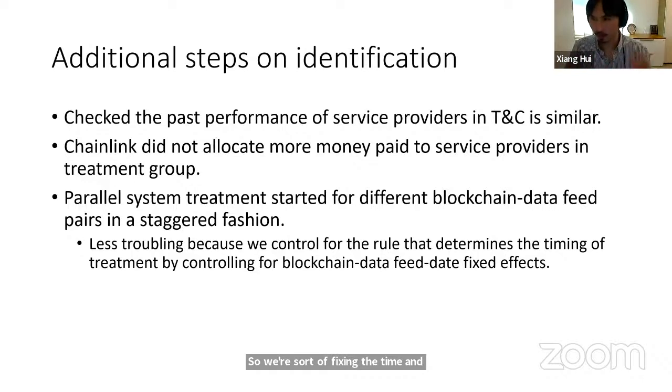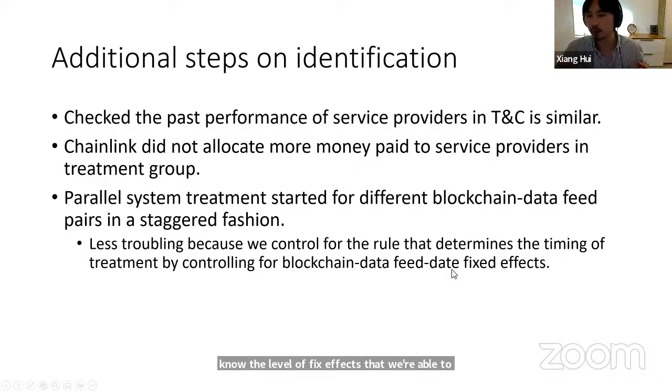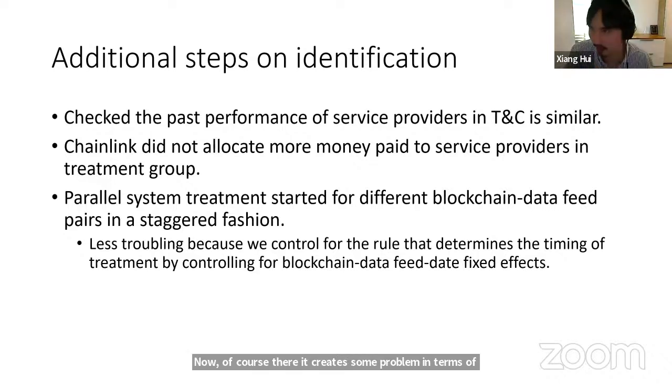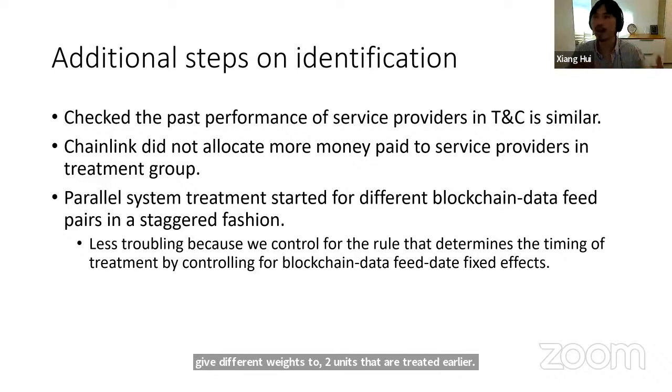In other words, if you want a more technical explanation, the level of fixed effects that we're able to control for, which is blockchain by data feed by date fixed effects, is more granular than the rules that determine the timing of treatment, which is blockchain by data feed. So therefore, this is actually less troubling for us. Now, of course, it creates some problem in terms of how you think about what's the policy-relevant parameter, because depending on when a unit is treated, you would give different weights to units that are treated earlier. So that's why, in the robustness check, which is in the appendix, we play around with assigning different weights to different units, but that doesn't make any difference. So that's in the paper.